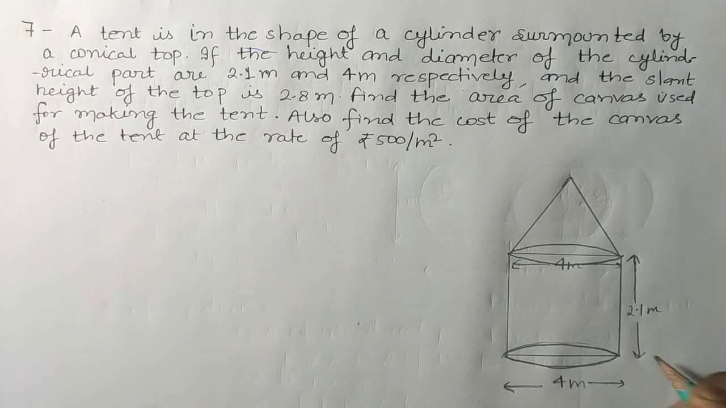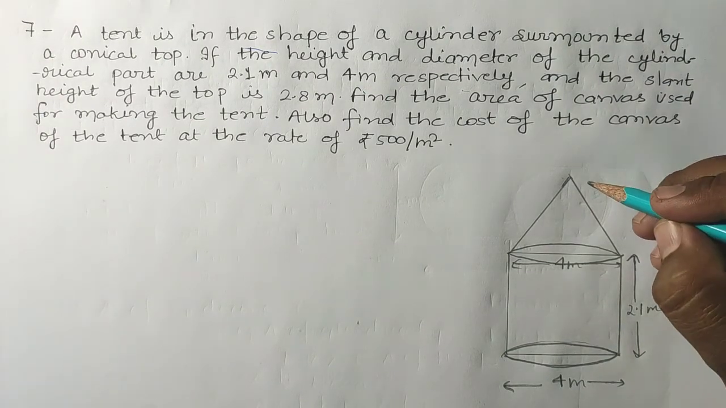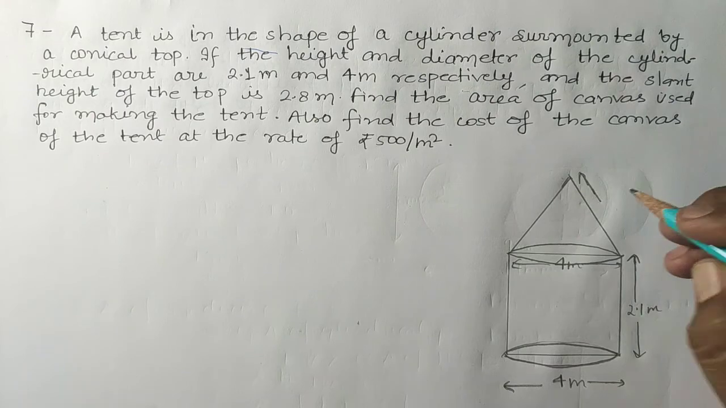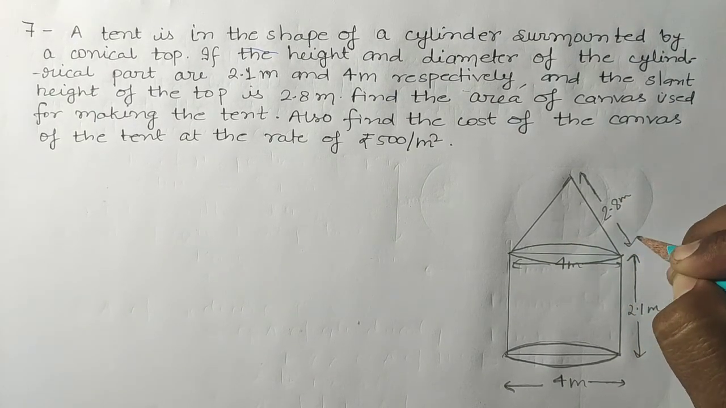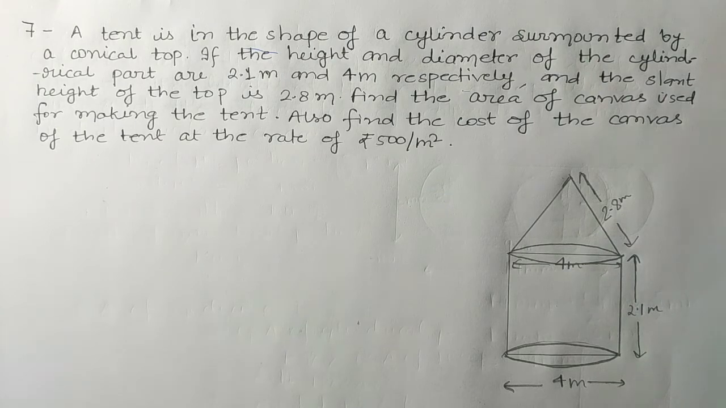2.1 meter. And the slant height of this conical portion is 2.8 meter. Okay, so these are the measures of this tent, and we have to find the surface area of this tent as well as the cost of the canvas that is required. So how will we find the area of the canvas and the cost? Let us see.